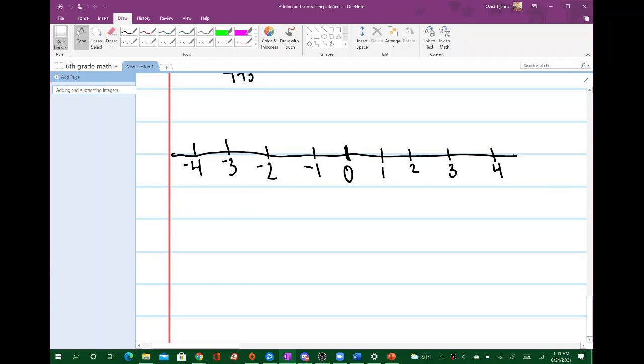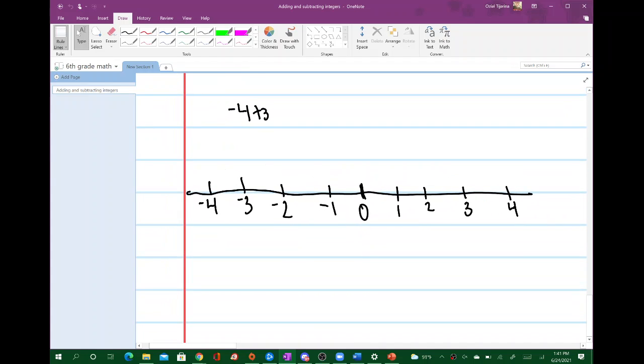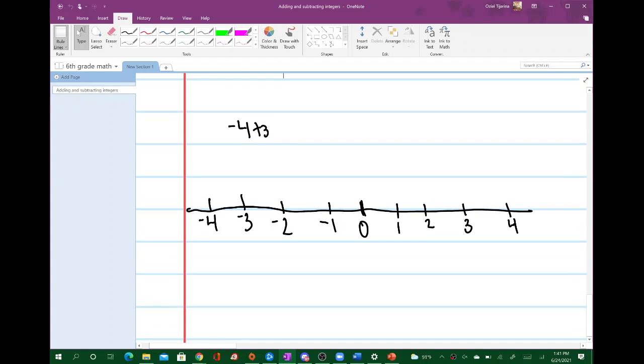But now they're saying, well, now you can do that. However, there are rules that emphasize how to actually add a negative with a positive.